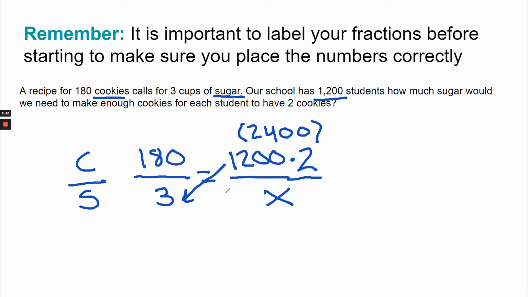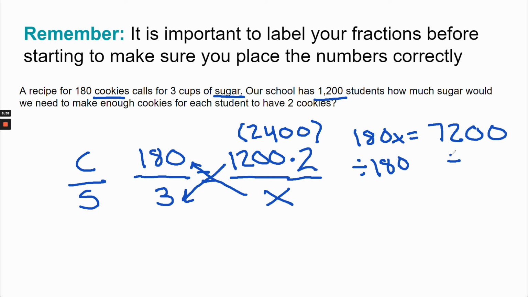We're going to cross multiply. We get 180x equals 2,400 times 3, which is 7,200. We divide both sides by 180, and we would get x equals 40. So we would need 40 cups of sugar.